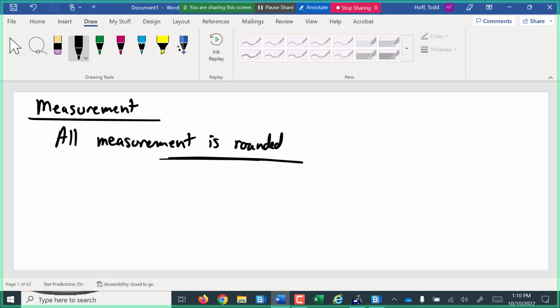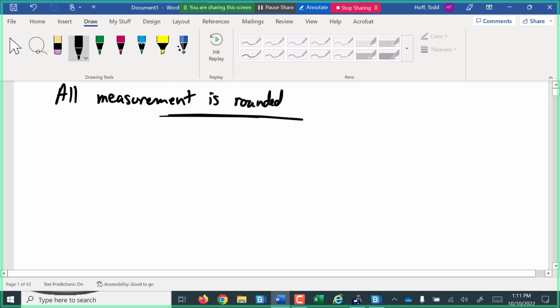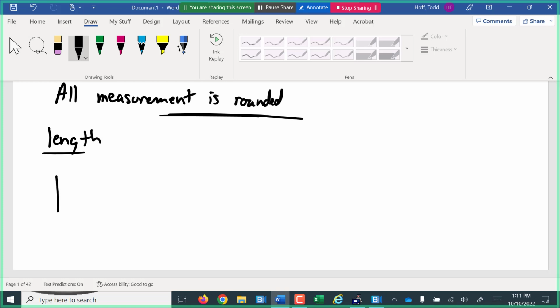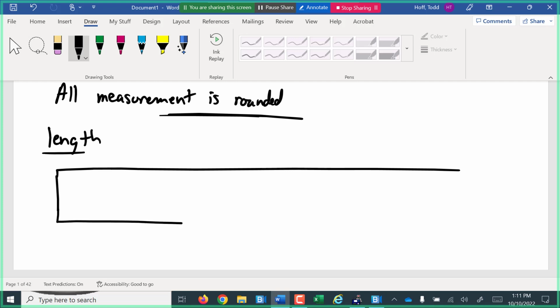And what do I mean by rounded? I mean they're going to a nearest unit on a measuring device. So let's look at length, just because that's the easiest one to illustrate. And let's just go to the standard ruler. And we're going to mark off our ruler in a unit we're familiar with. We're going to mark it off in inches.